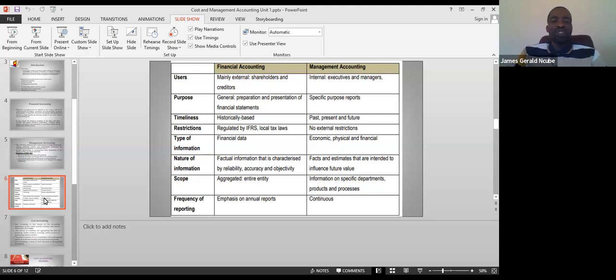Another difference concerns timeliness. Financial accounting is historically based. Its information is mainly history. What are we saying here? Transactions, first of all, happen. Having happened, then we are now looking in retrospective: how was our performance? It's now historically based. We're looking back.